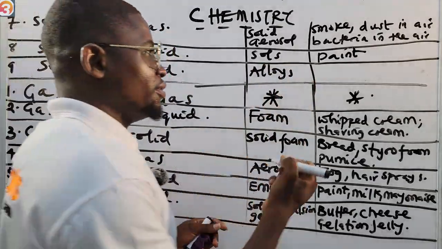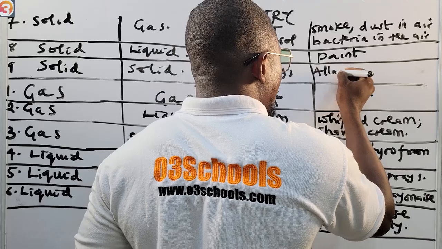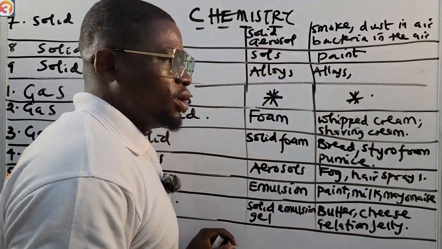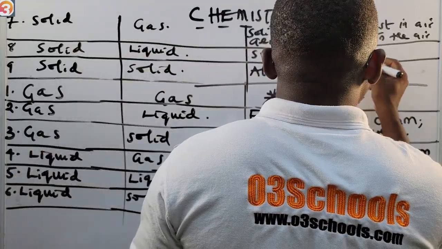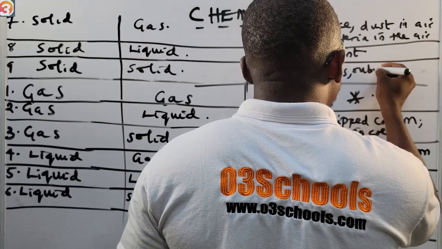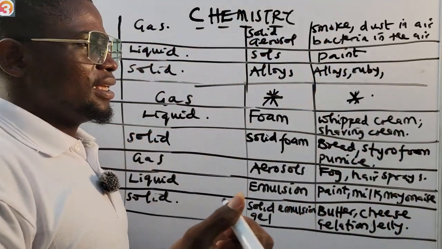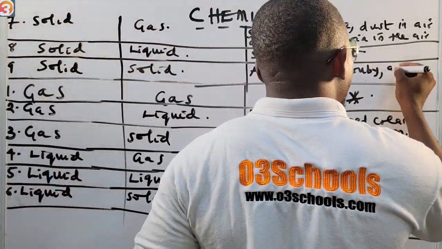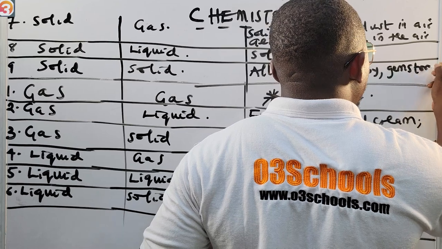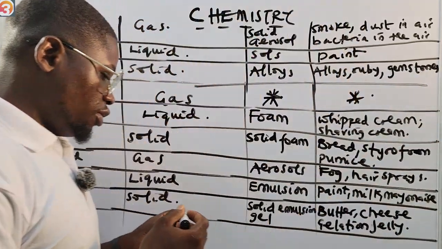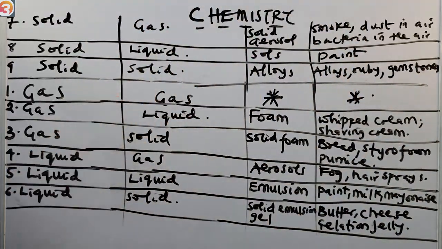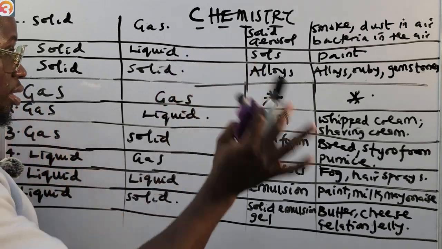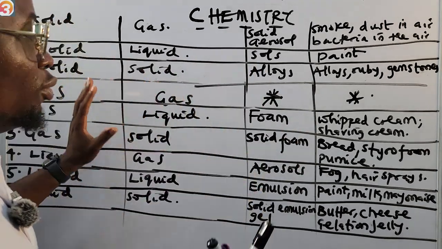An example of course would be alloys themselves, like bronze, like brass. Another example is ruby, gemstones. Those are examples of solid colloidal systems. So you must know all this in your head.